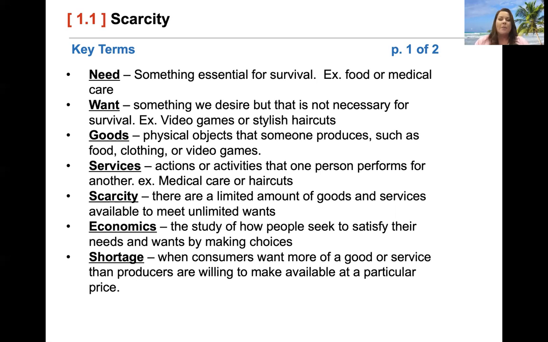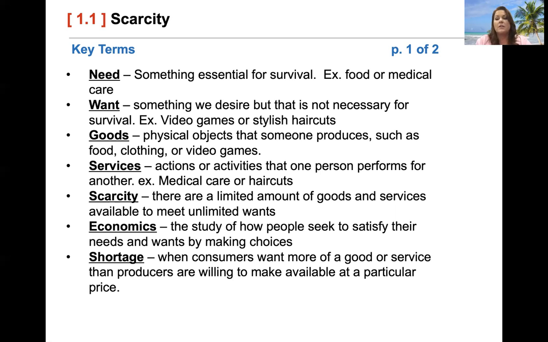Now, when we start talking about goods, goods are physical objects. They're going to be tangible. You can hold them in your hands. It is something that someone produces. You got food, clothing, video games. They'd be actual tangible objects.